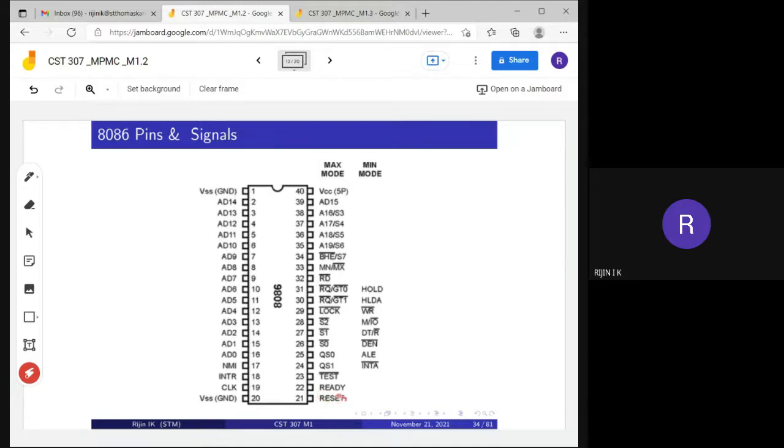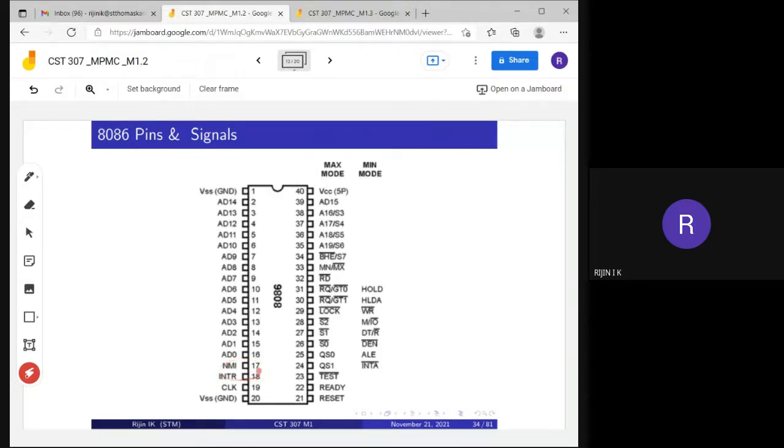Then next one is VSS, that is pin 1 and pin 20. These are the ground pins. Then pin 19, this pin is used for providing the clock. And pins 17 and 18 are the interrupt pins.